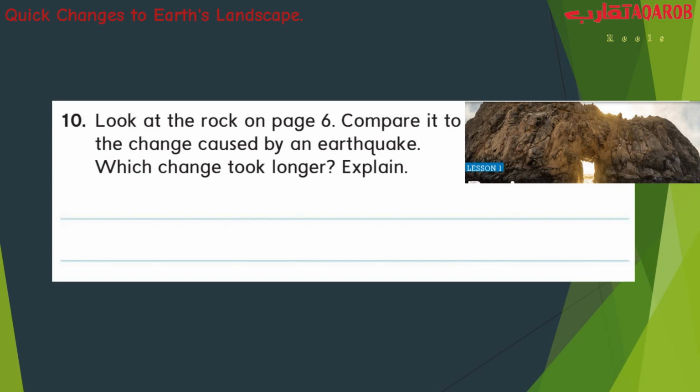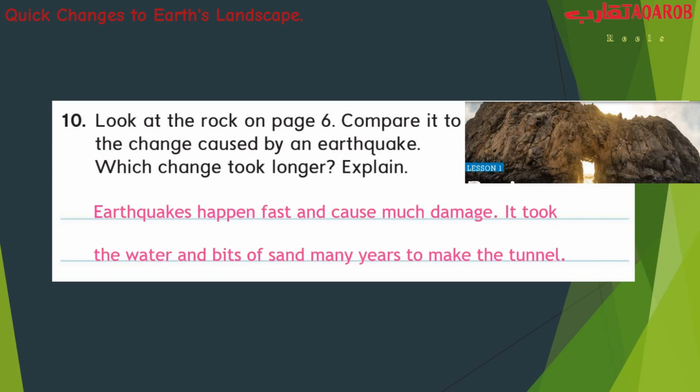So now they're asking you to compare the change caused by weathering and erosion with the change caused by an earthquake. So which one took a longer time? That's great. This rock. So earthquakes happen fast and cause much damage. It took the water and bits of sand many years to make the tunnel.